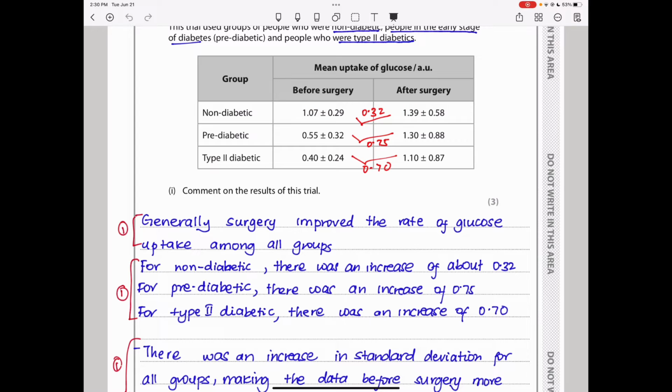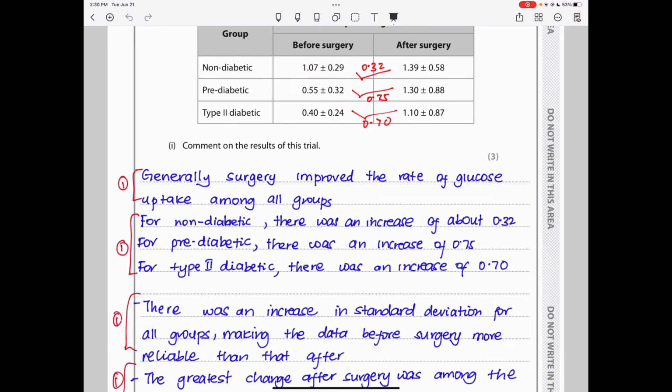So this mean to that mean, and then this mean to that mean. The difference is what we can see. Because there is a positive increase in all the experiments that were carried out, we can say that there was an increase in uptake in all groups. Here we can see that for non-diabetic, or those who are not diabetic, there was an increase. You can see the increase was basically 0.32, and for pre-diabetic, we can see 0.75, and for type 2 diabetes, which is 0.70. Acknowledging these mathematical figures can earn you marks, so that is for marking point 2.